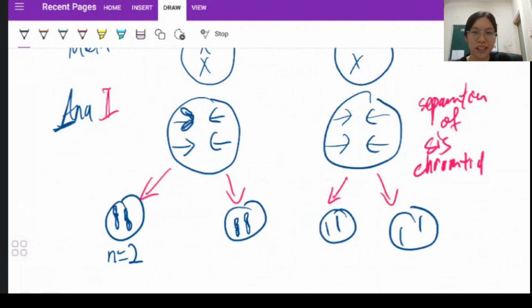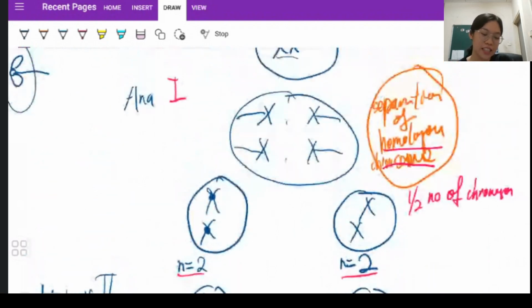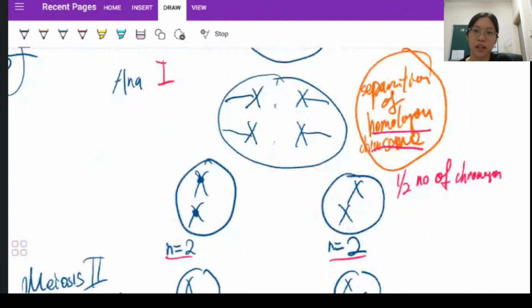They won't halve it twice, okay? They only halve it once. When do they halve it? It is after meiosis 1, especially the anaphase 1 process.